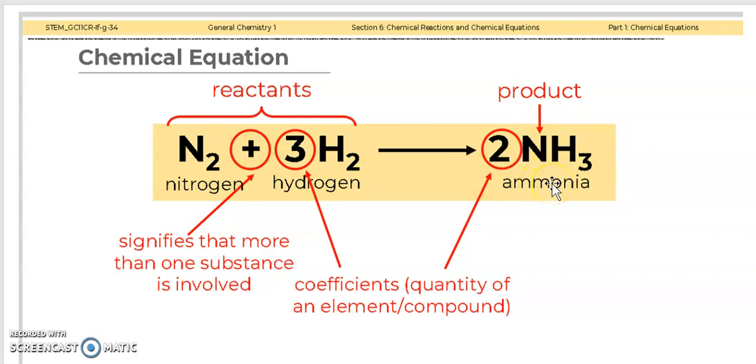Another thing to take note in a chemical equation are the coefficients 3 and 2 in ammonia. Coefficients come before the chemical formula of a substance to indicate its quantity. If no coefficient is written, just like this one, it simply means a coefficient of 1.